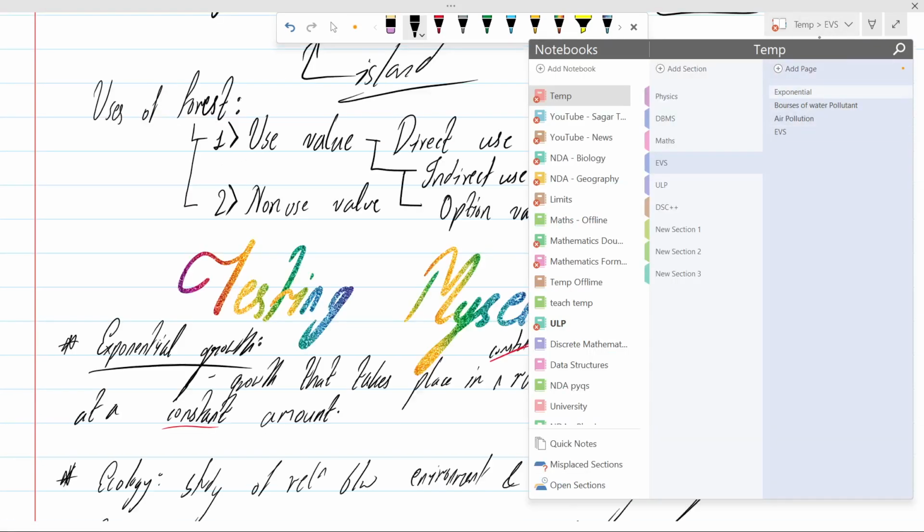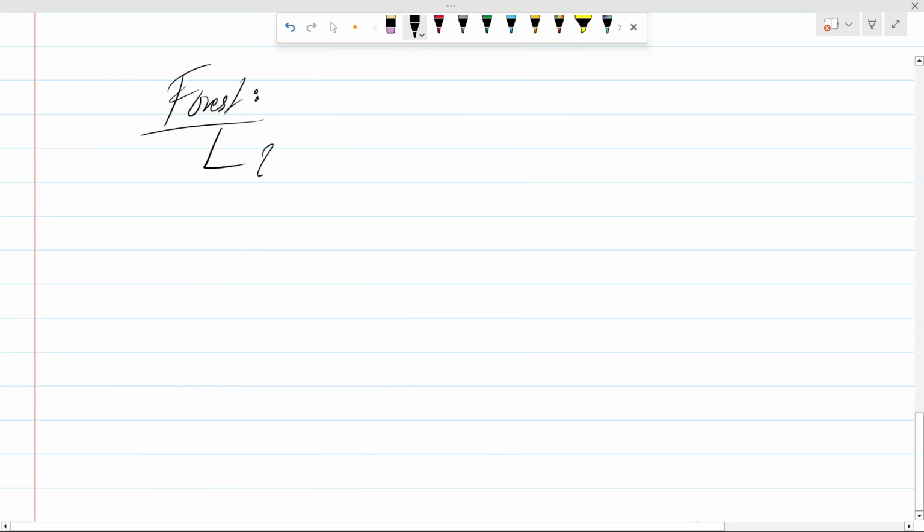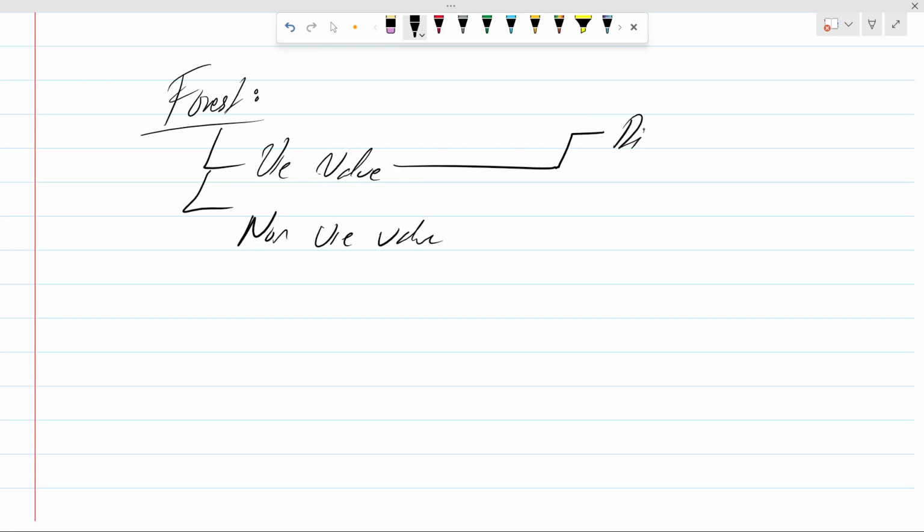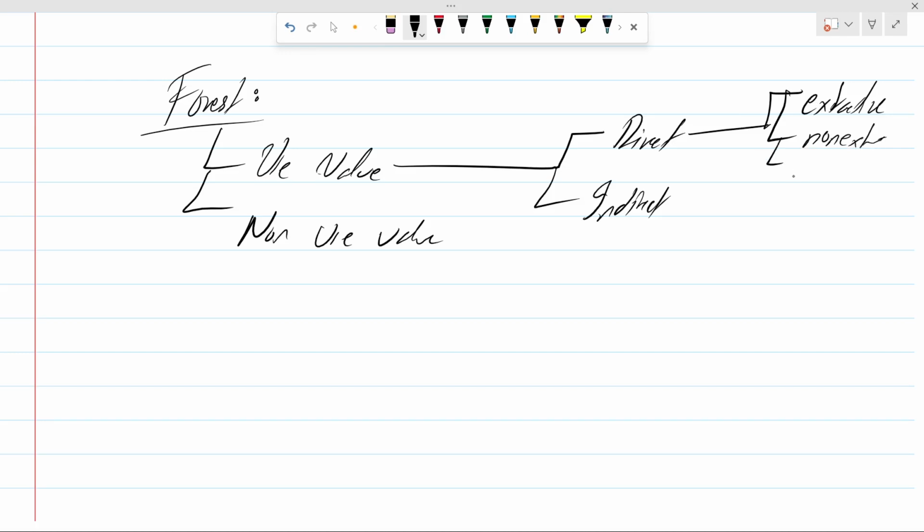बता सो एक यूज है तुम्हारा यूज वैल्यू, एक है नॉन यूज वैल्यू. फिर इसका भी दो सब डिवीजन. फिर यूज वैल्यू के अंदर देयर आर टू मोर सब डिविजन्स, दैट इज डायरेक्ट, indirect. And inside direct also there are many things. So there is one is extractive, extractive direct use value. Another is non-extractive, like these are like uses of forest.